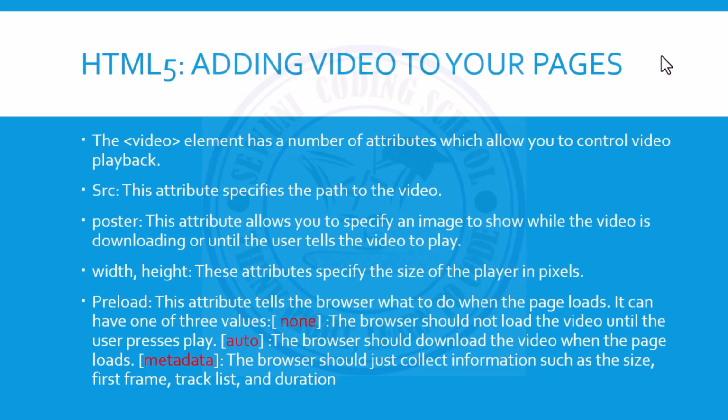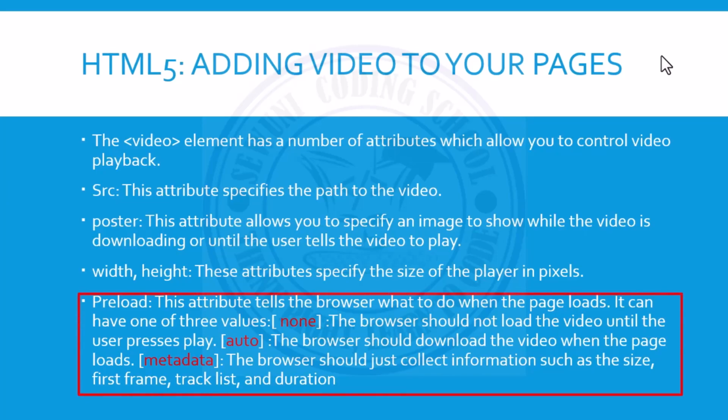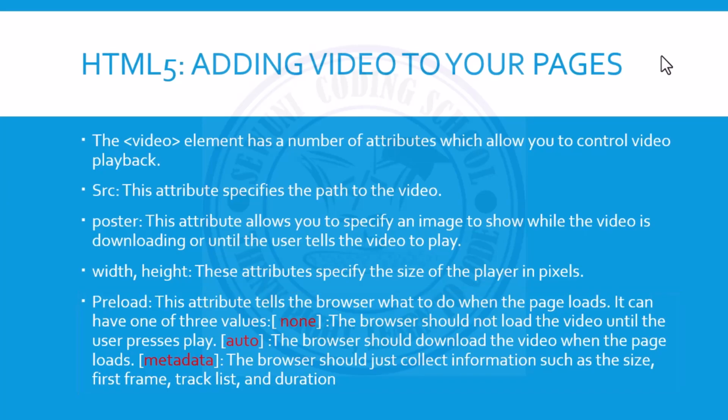There's also the preload attribute. The preload attribute tells the browser what to do when the page loads. It also has some values inside that attribute of preload. When you indicate the preload and you give it a value of none, the browser should not load the video until the user presses play. So it comes with a player and indicates all the playback buttons: play, stop, pause, anything you want to do.